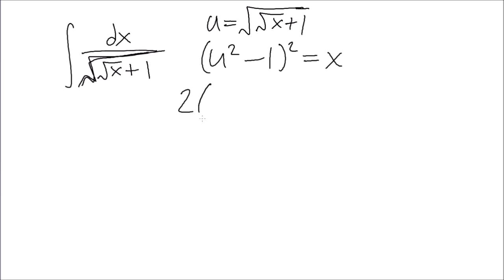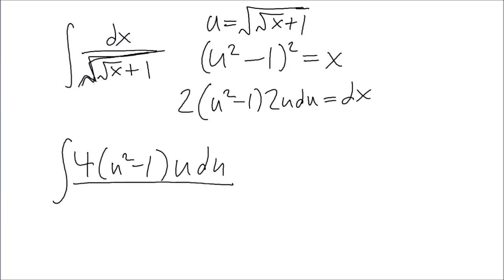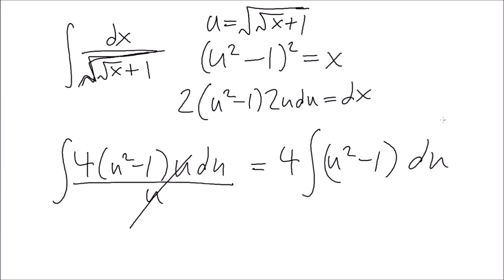So now this is 2 times (u squared minus 1), and then chain rule times 2u du equals dx. Okay. And this actually simplifies very nicely, right? 2 times 2, that's 4, (u squared minus 1), then u du. And then remember that in our original problem, we have u at the bottom. This cancels out. So now we just have 4 times (u squared minus 1). That's all it is.